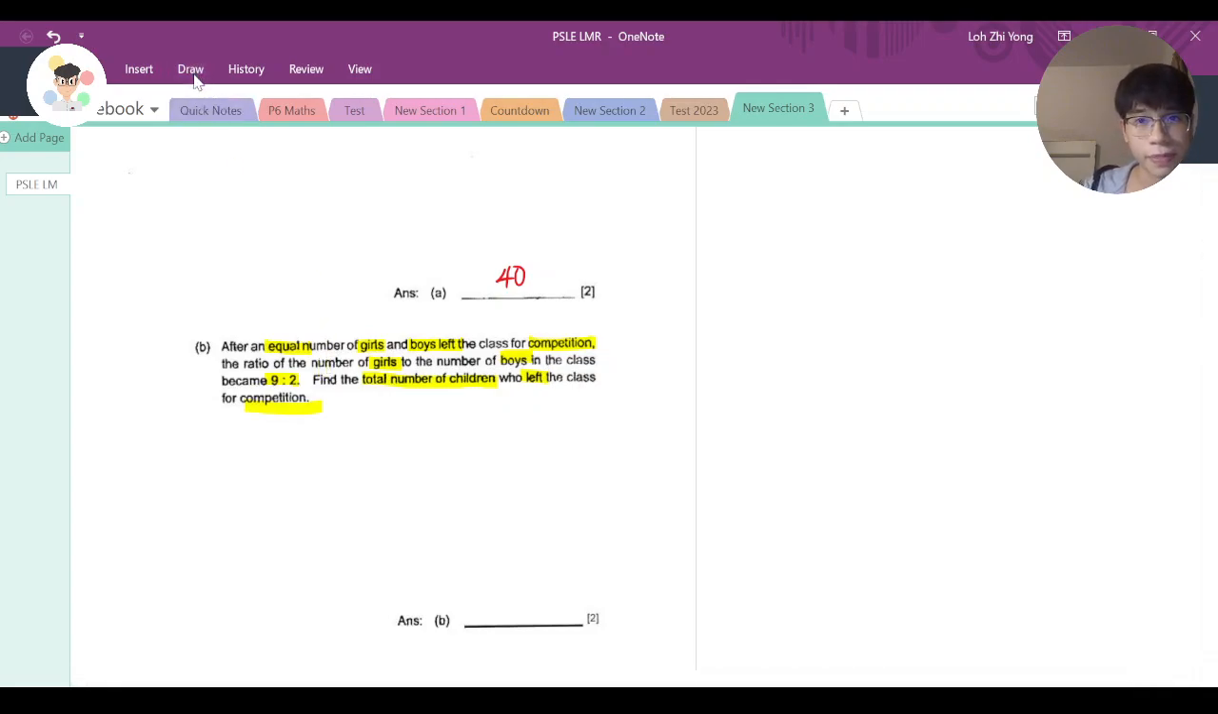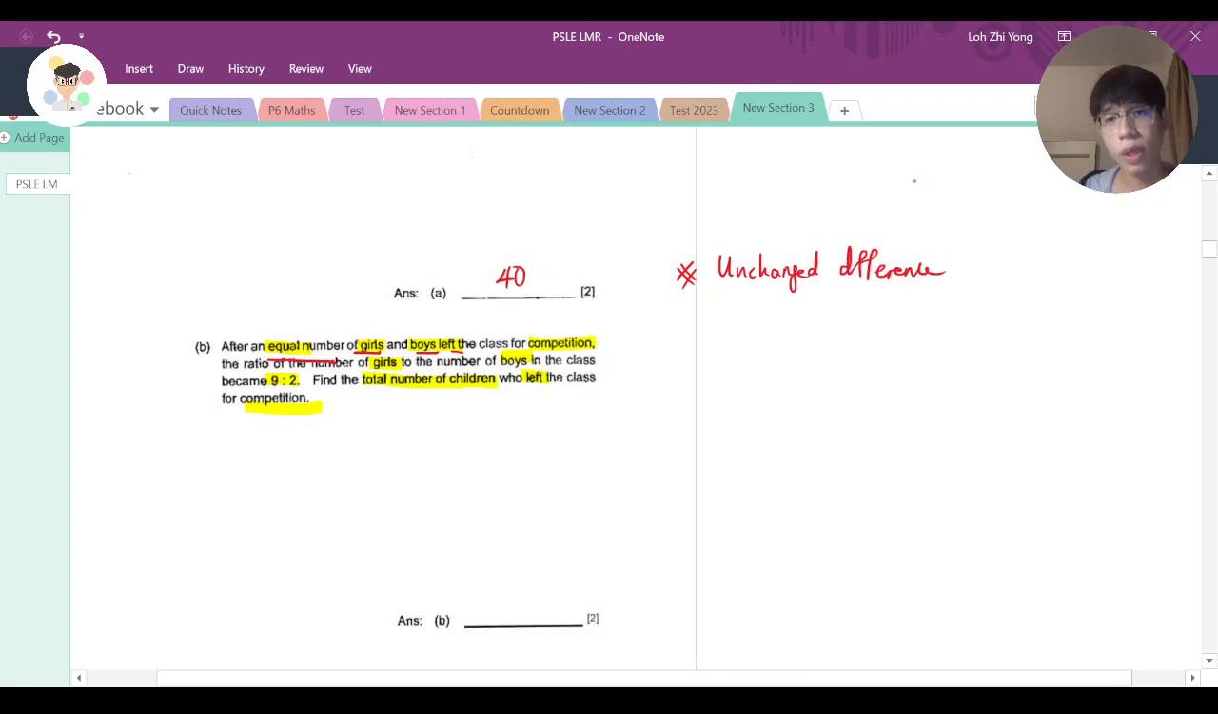Now, first, if you see the words equal number of girls and boys left, you should know this concept is called unchanged difference. Why? Because again, I have 4 here, I have 2 here. What's the difference? One is 4, one is 2. The difference is 2. 4 minus 2 is 2, right? But if I have an equal number of people going, for example, 1 student goes, 1 student goes, what's the difference here? It's still 2. That's why it's an unchanged difference. For example, 4 and 2, if I add 1 and 1, or equal numbers leaving, it's still 2.